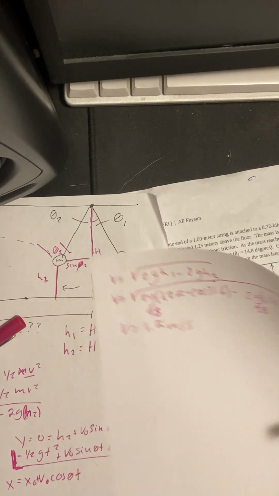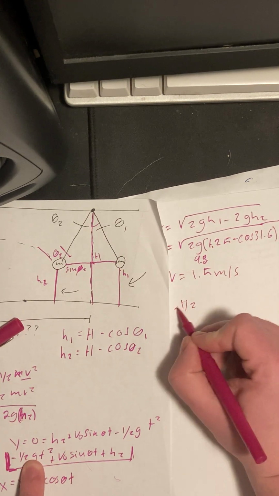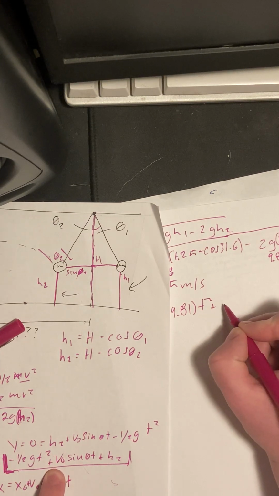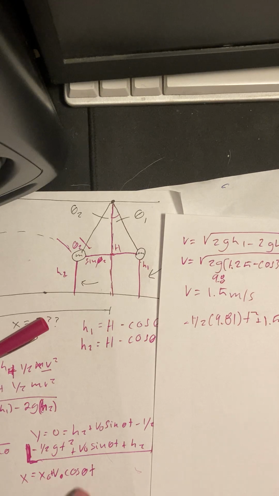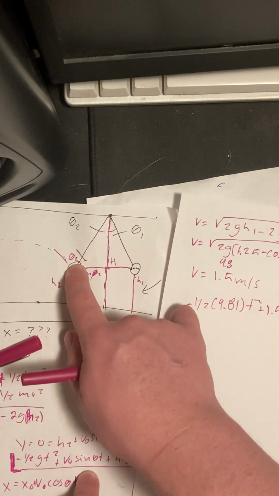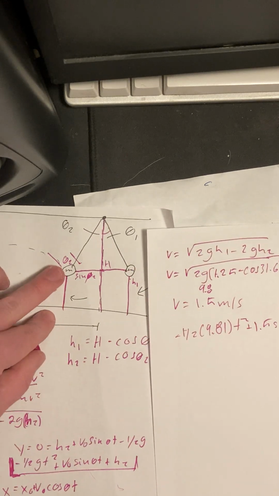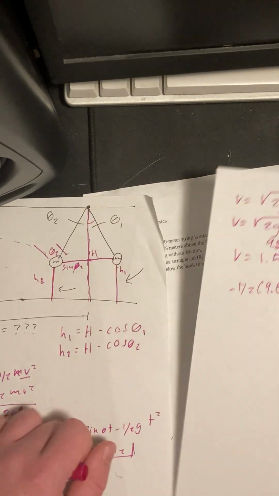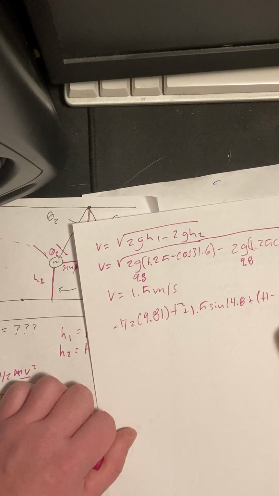Now we can plug that into our other equation here for the y distance to find t. So we have negative 1/2 gt². That is negative 1/2 times 9.81 t squared plus velocity initial, which is, sorry, I'm having a hard time fitting this all, 1.5 meters per second times sine theta, 14.8, because that was our launch angle, because it's a circle. This is our launch angle, 14.8, plus our h2, which is this initial height here, which we said was over here, h minus cosine theta 2, which is 14.8.